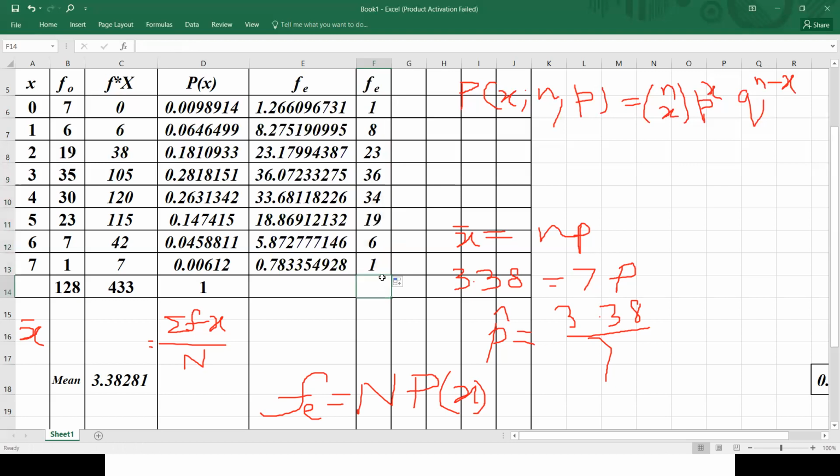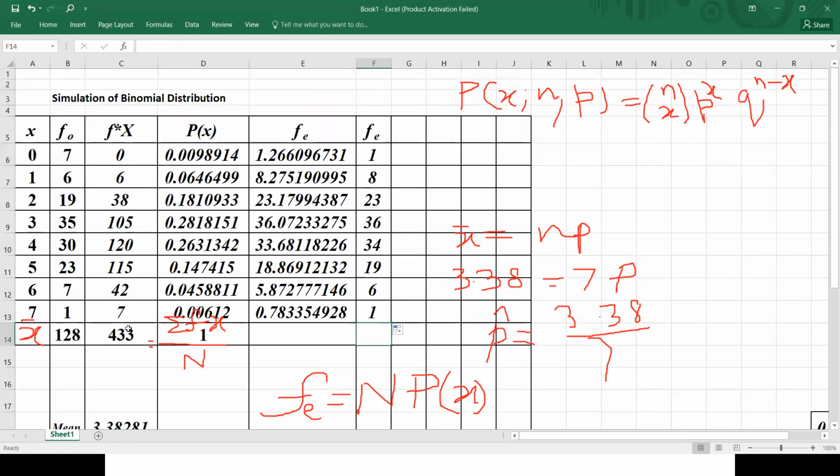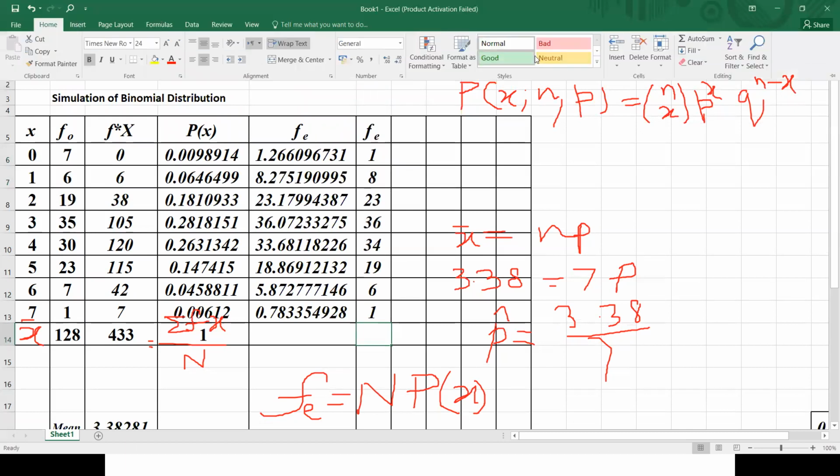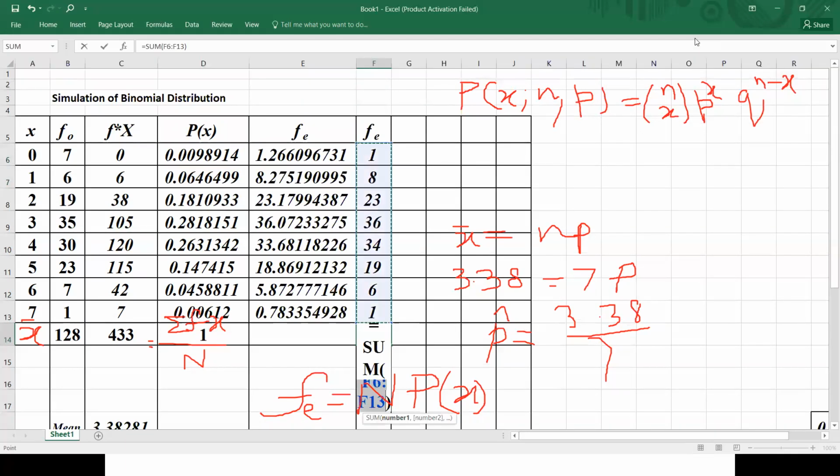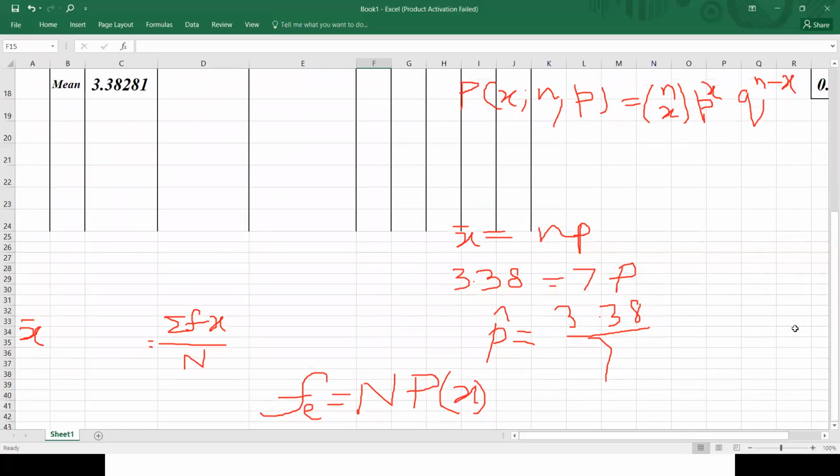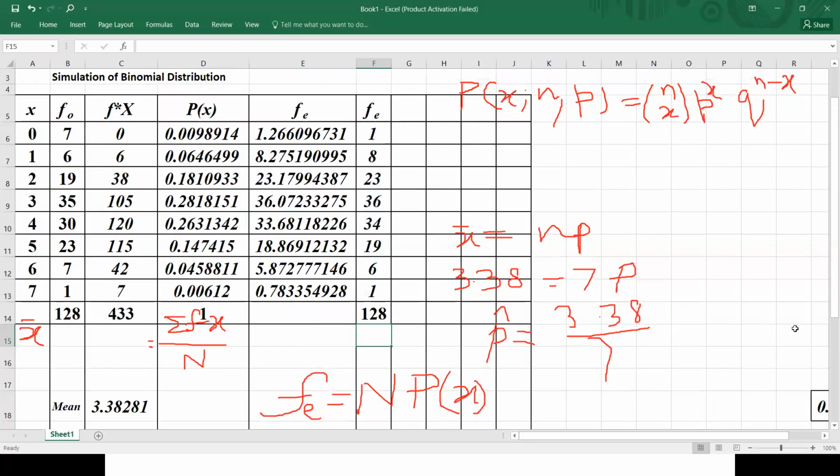Now how much should the total be? The total should be approximately 128. So I'm placing the total here. Total of 128. These are known as the expected frequencies. So what was the observed frequency? The first observed frequency was 7.